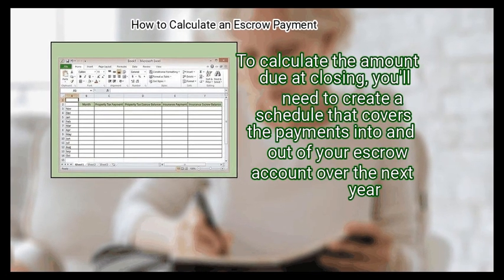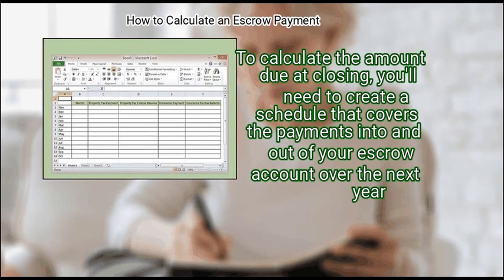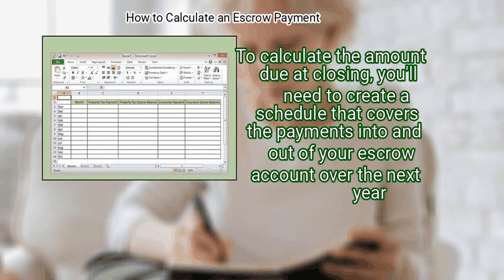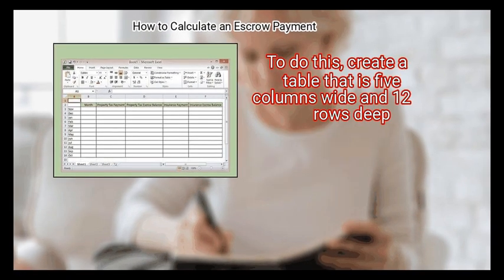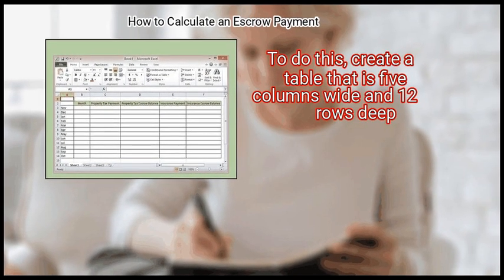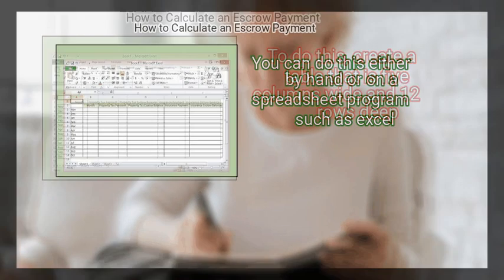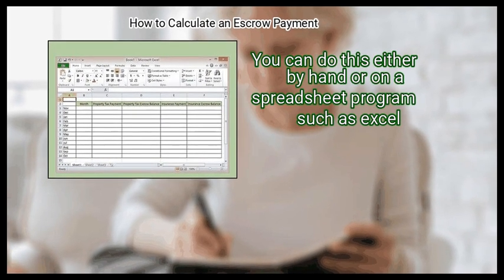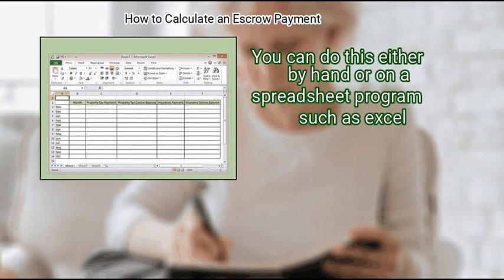To calculate the amount due at closing, you'll need to create a schedule that covers the payments into and out of your escrow account over the next year. To do this, create a table that is 5 columns wide and 12 rows deep. You can do this either by hand or on a spreadsheet program such as Excel.